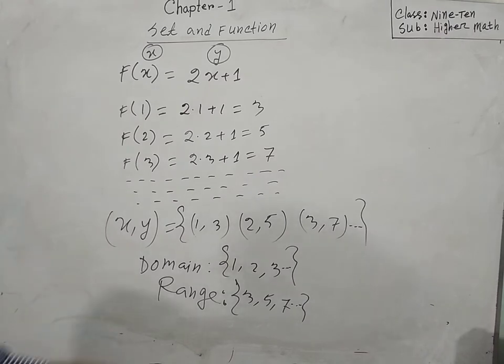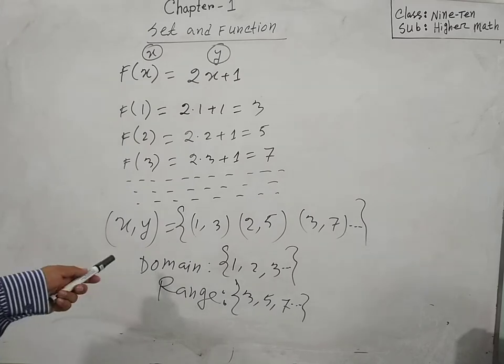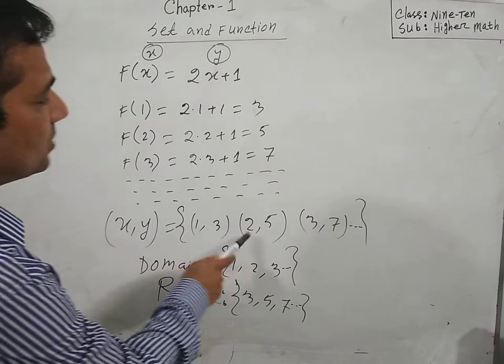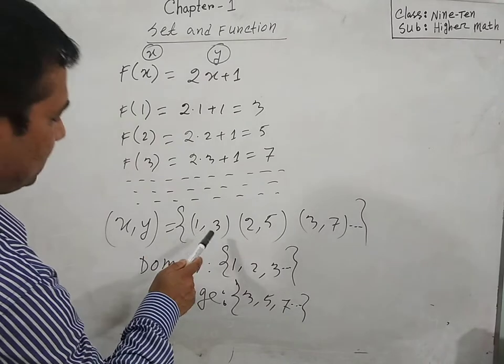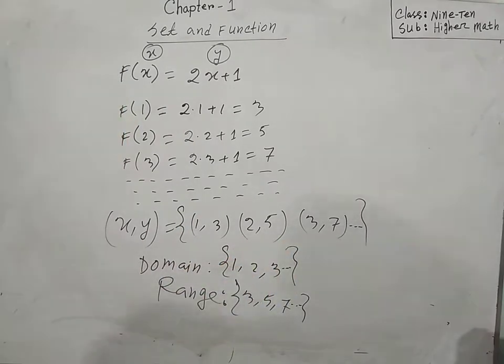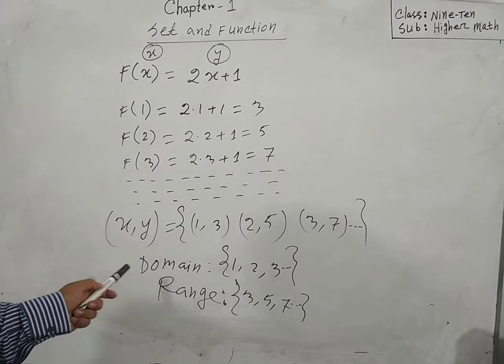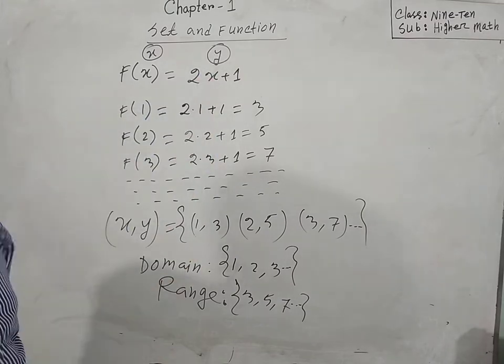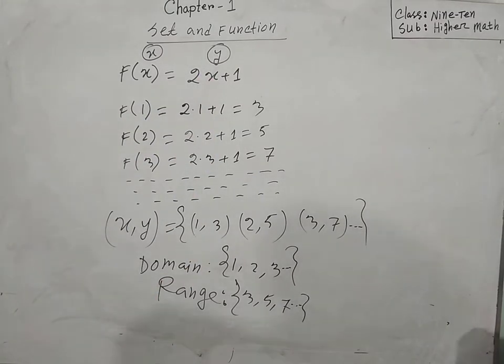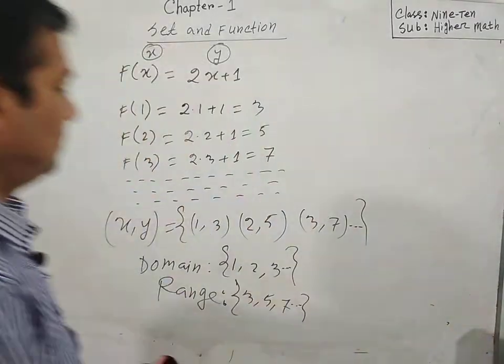Ordered pair first element is called domain and ordered pair second element is called range. So we can write first element 1, 2, 3 and second element 3, 5, 7. So domain, first element and second element. Here x input values and here y output values. Do you understand domain and range? Okay. Next example.